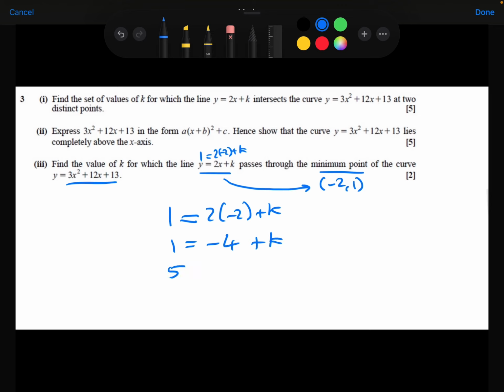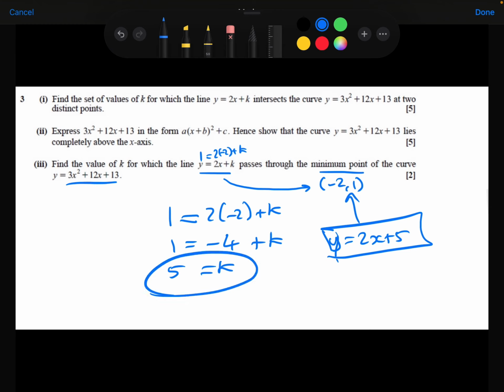So k is 5. If k is 5, then y equals 2x plus 5 will pass through the minimum point. So k is 5. That's the answer. And we're done.